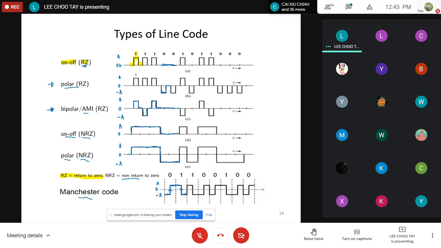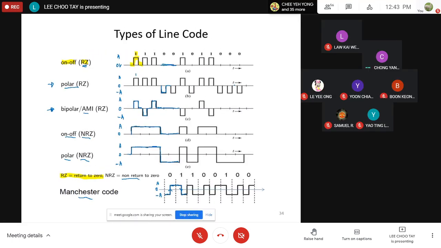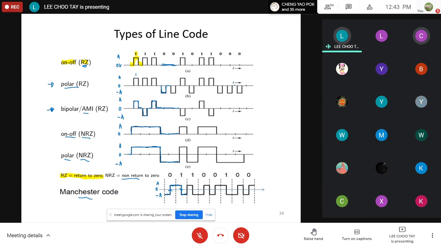I don't know where you found your waveform, but if you compare polar and bipolar, for polar, zero is transmitted with a negative pulse, whereas for bipolar, zero gets no pulse. Zero is sent without any pulse. But for polar, zeros are sent with a negative pulse. And for polar, one is always sent with a positive pulse.